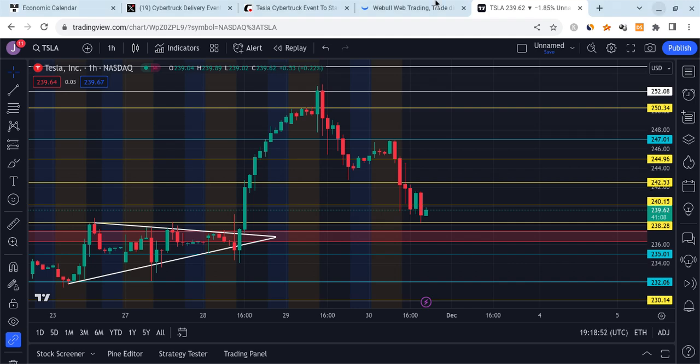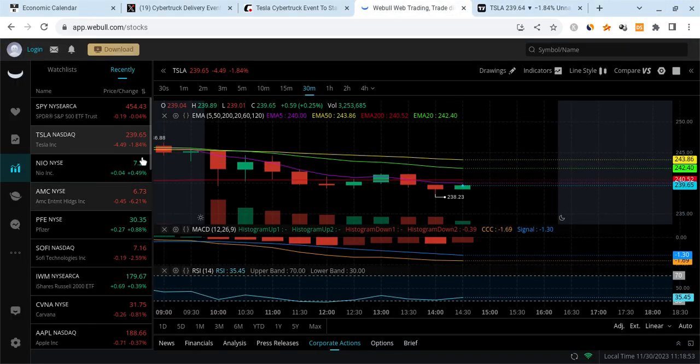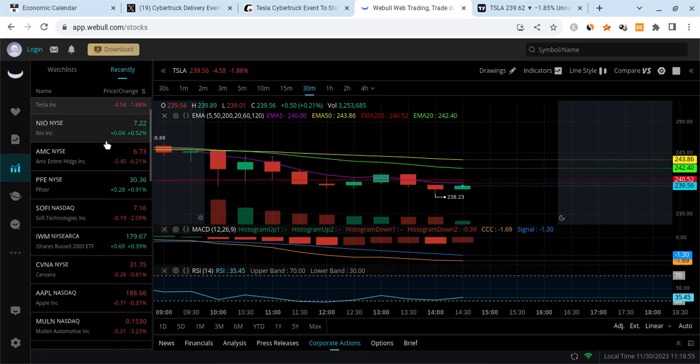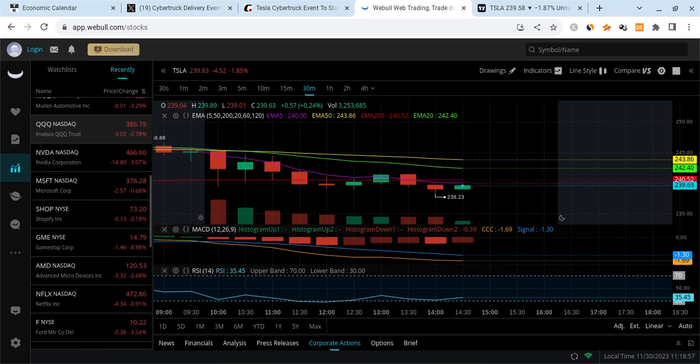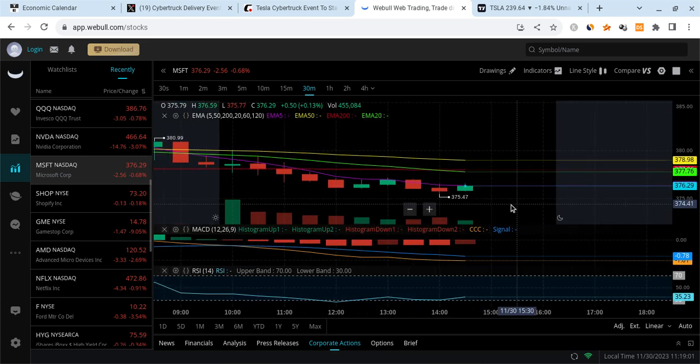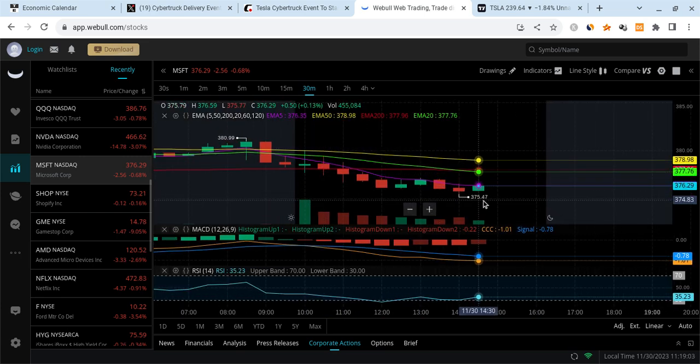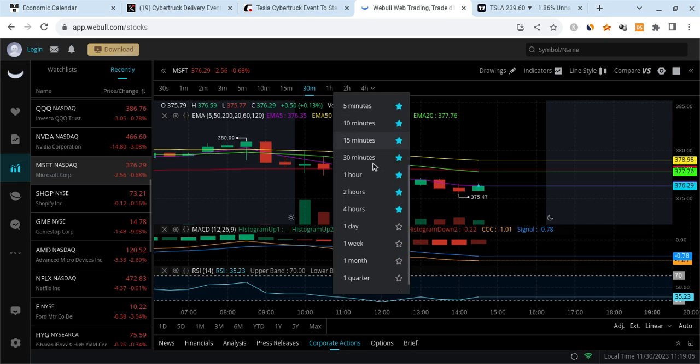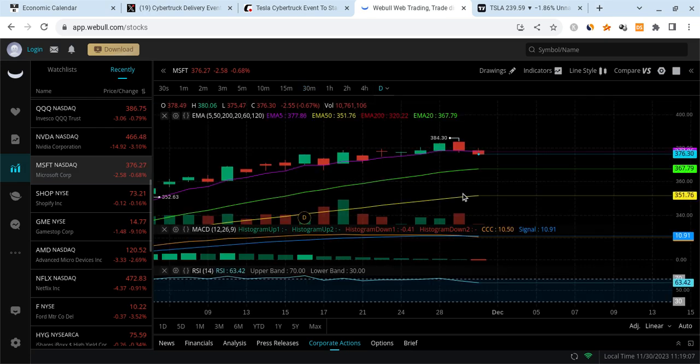And one more thing I just wanted to mention. I don't want to end the video right here. I just want to mention that for Microsoft, we're also turning around. This finally got the rejection we were talking about in testing 375. It's looking bearish, especially on the daily. I just wanted to call this out.